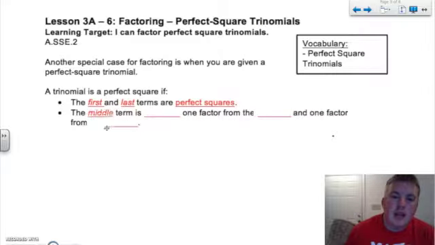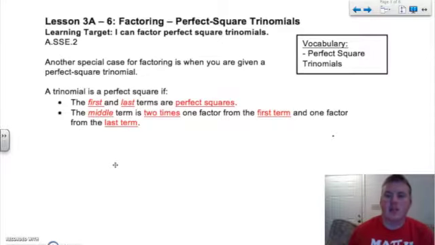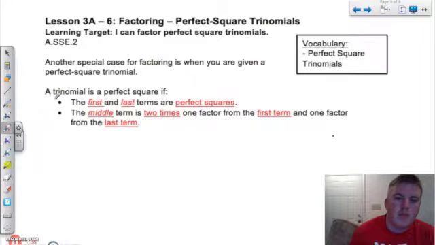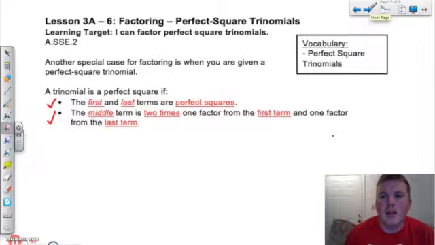Our second condition is that the middle term is 2 times one factor from the first term and one factor from the last term. So if we can check off both of these requirements, then we know that we have a perfect square trinomial. Let's go ahead and take a look at an example.